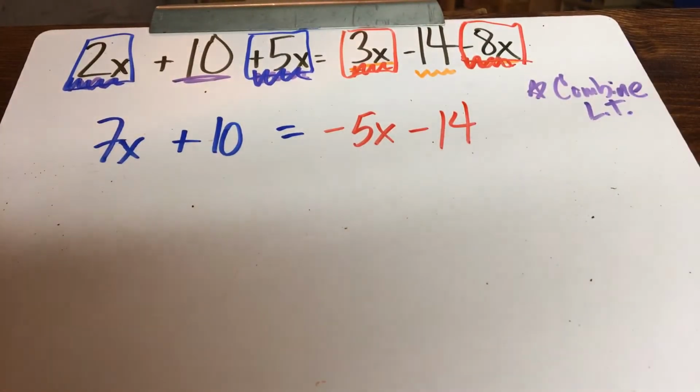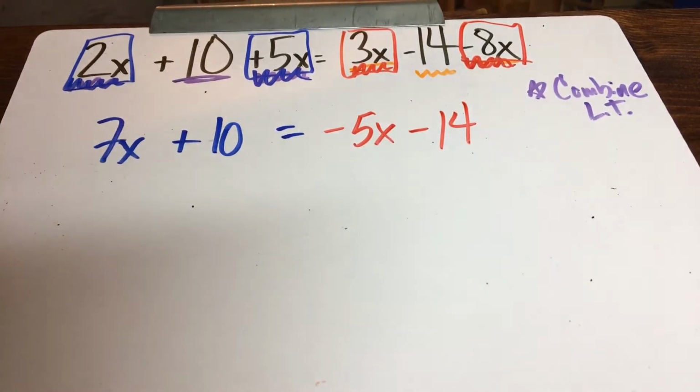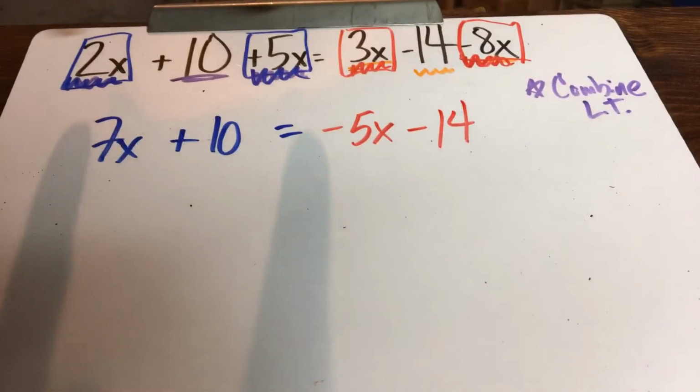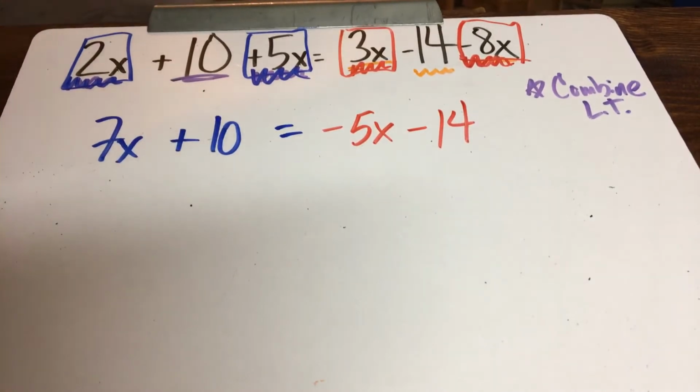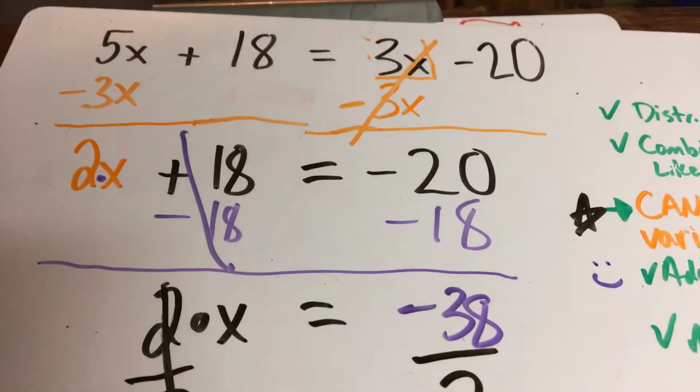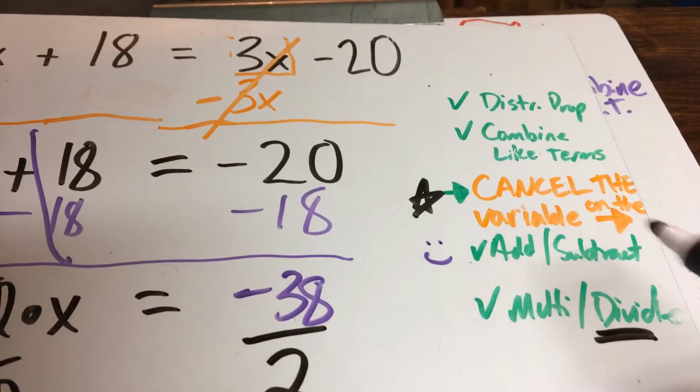Okay, do you see how we did that? We just combined the 2 like terms. Sometimes it'll be the 2 variables. Other times it might be 2 regular numbers, 2 constants, but you just combine those. And now once you do this, the question looks exactly like the last one, where we have to cancel the variable on the right-hand side.